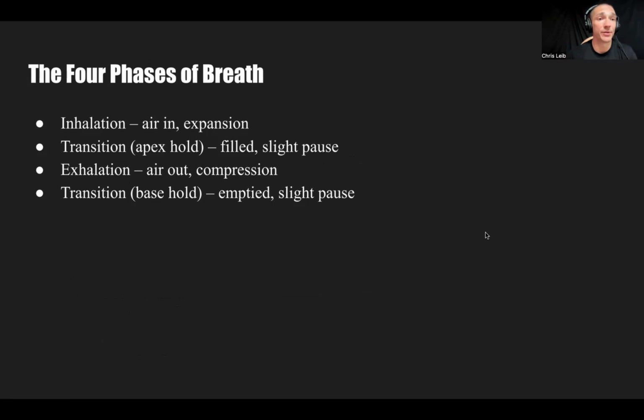Four phases of the breath that we could look at and try to train would be the inhale and the exhale, as mentioned, which is the expansion and compression. But then we can also look at the transitions between the inhale and exhale, as well as between the exhale and back towards the inhale again. Sometimes these are referred to as the apex hold between the inhale and the exhale, and then between the exhale and the subsequent inhale would be more of the base hold.